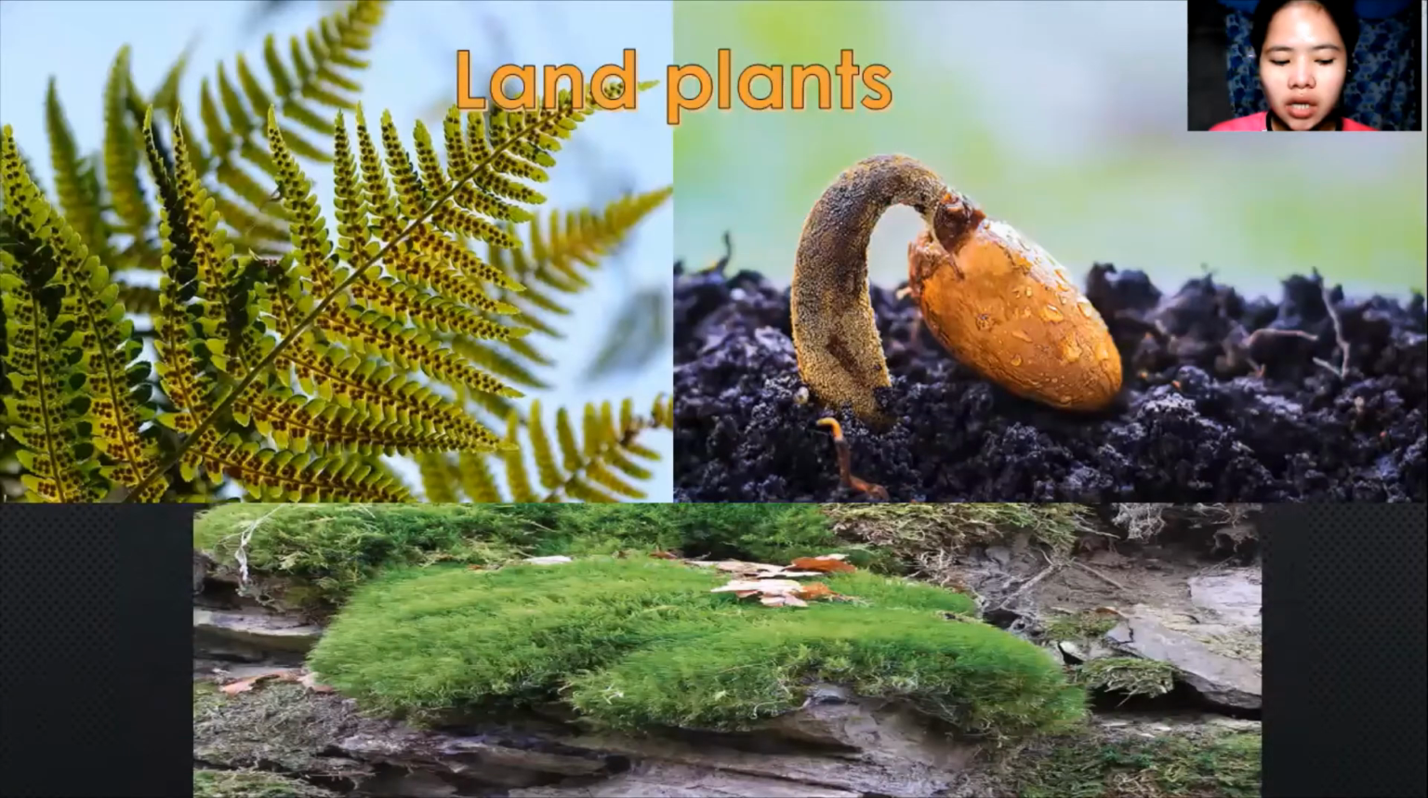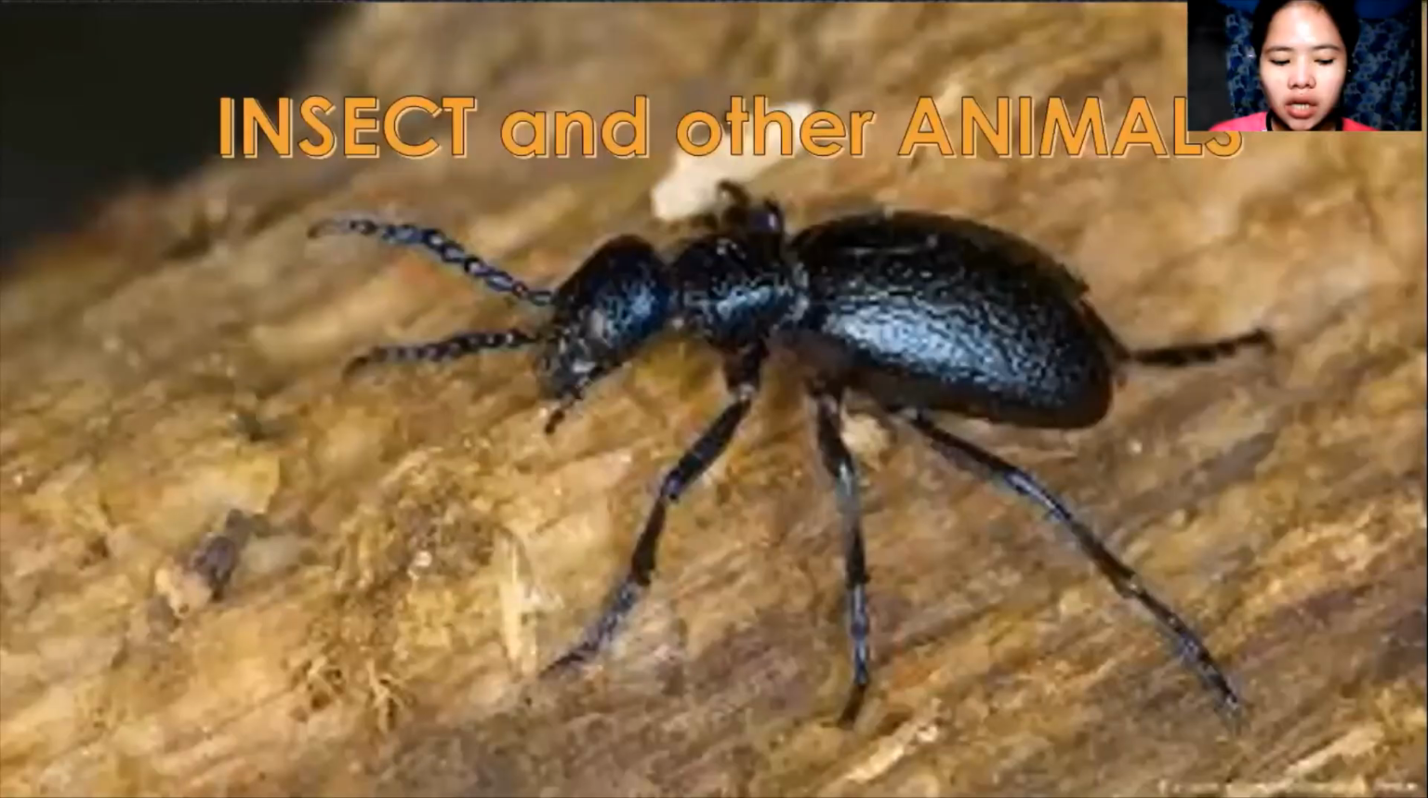So the land plants, we have the mosses, the ferns, and the seeded plants. So this is the period wherein it is the first appearance of seed plants, trees, and also the land vertebrates. Aside from that, it is the age of fish. So insects and other animals.